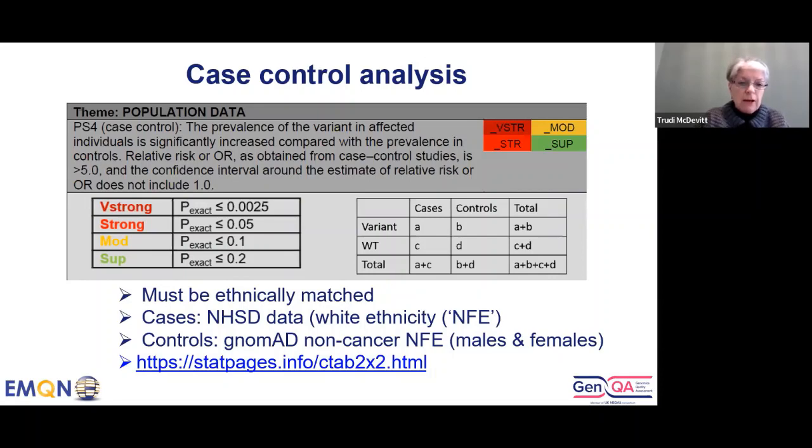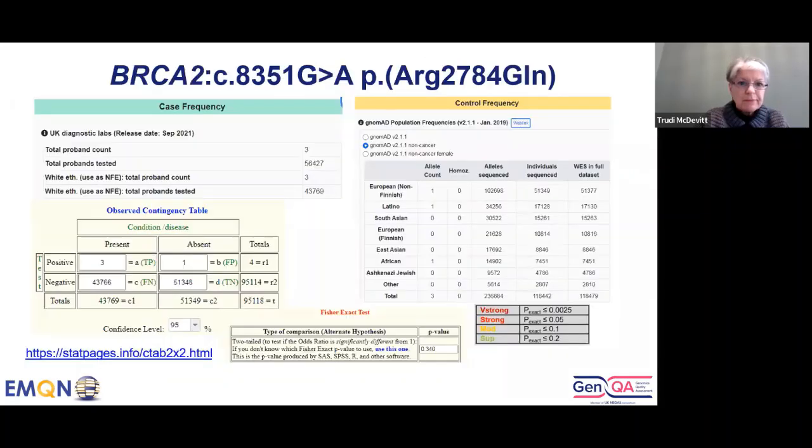An example of where you can obtain cases information is in the CanVar-UK database, which is accessible from the CanVIG website. It's an information resource where all the data from genetically tested cancer genes from UK laboratories is deposited. So you've got cases together with all the numbers that have been screened. And then you can use this and compare with controls on gnomAD using the tool that's detailed there, the Stat Pages tool. So next slide, please.